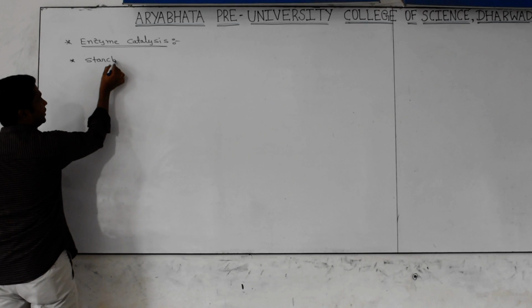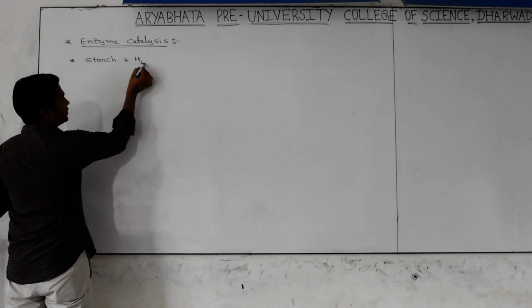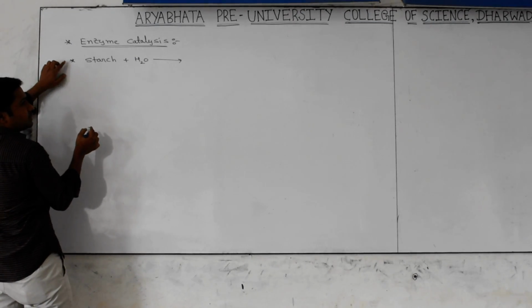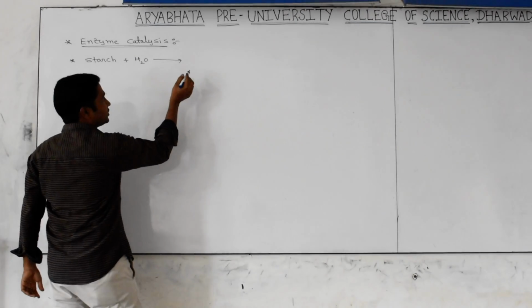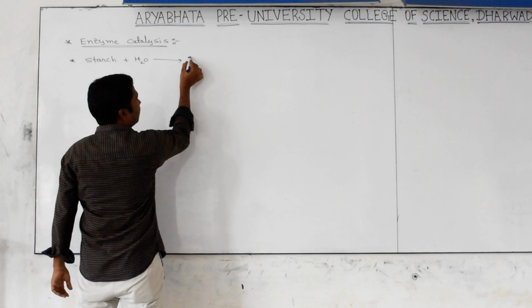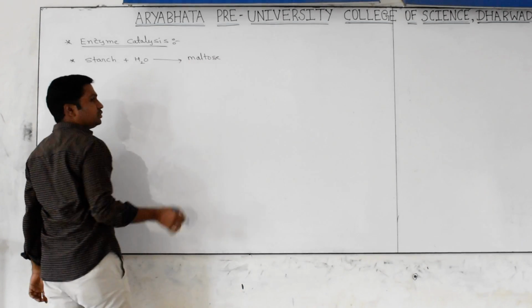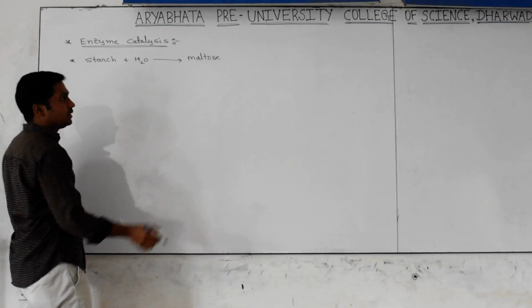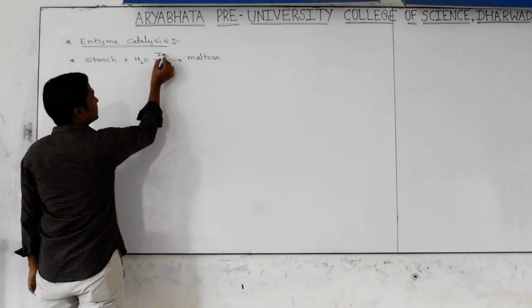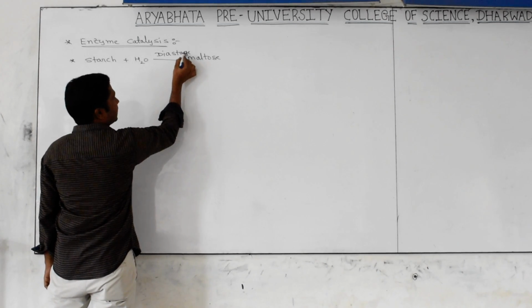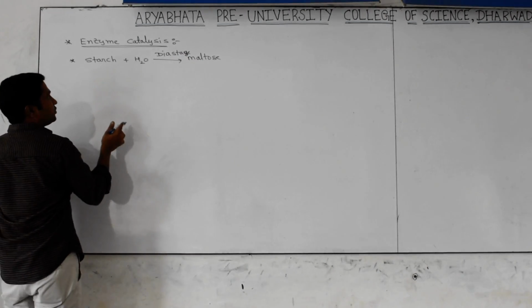Starch is undergoing hydrolysis in the presence of an enzyme. This one was asked in the 2020 CD examination. Starch is undergoing hydrolysis. What are you getting? We are getting maltose. They asked which enzyme we are using for this conversion. It is nothing but diastase. Diastase we are using.